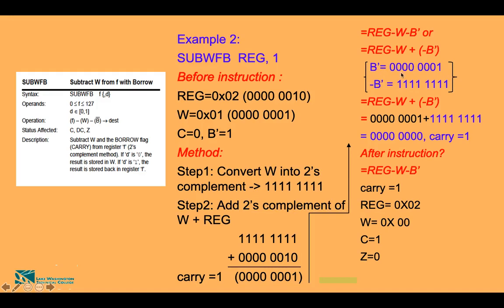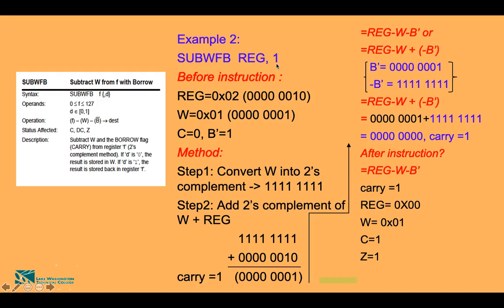Okay, and then once we have the 2's complement of B bar, we are going to add that number with this result. So reg minus W is this result. The same result is here, which is added to negative B bar. Okay, so the answer is going to be this, and there is going to be a carry of 1, and that's why carry is equal to 1. And then after instruction, after performing this operation, carry is 1, so it's the same thing, and reg is equal to 0x00.